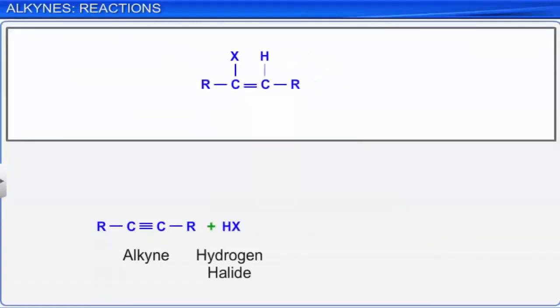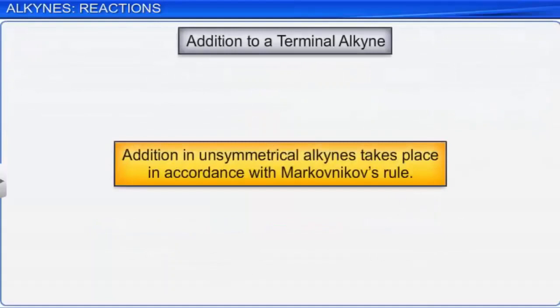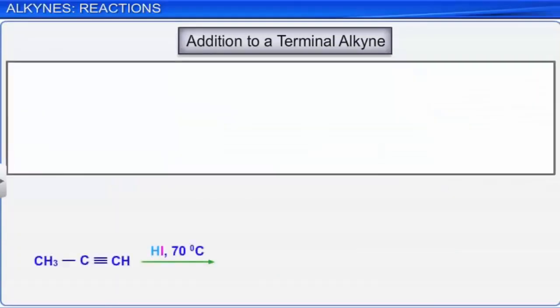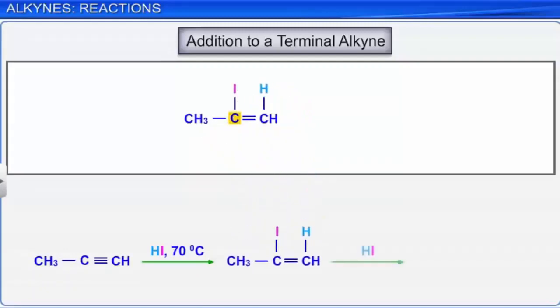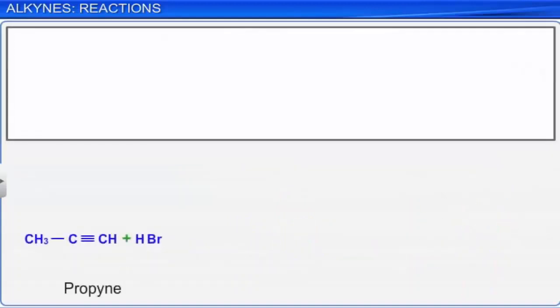Addition in unsymmetrical alkynes takes place in accordance with Markovnikov's rule. This rule says that in an electrophilic addition reaction, the negative part of an addendum attaches itself to the unsaturated carbon atom of the molecule having lesser number of hydrogen atoms. For example, propyne reacts with 2 molecules of hydrogen bromide and forms 2,2-dibromopropane in accordance with Markovnikov's rule as shown here.